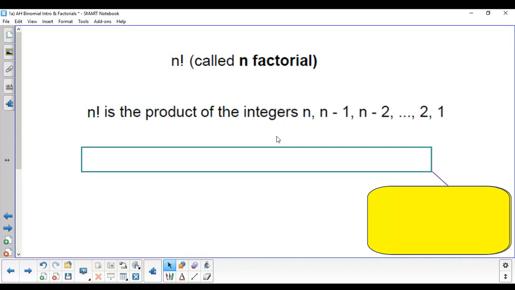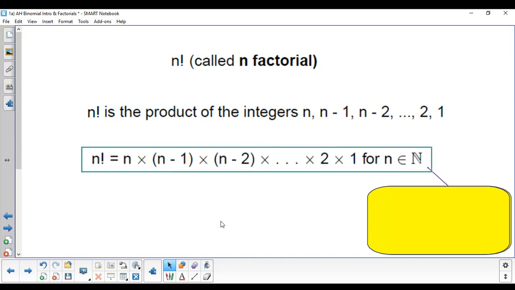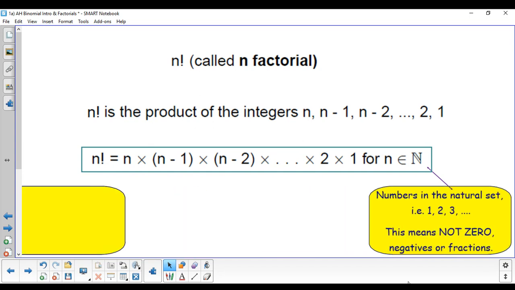And in fact, when I say product of integers, it's actually of natural numbers. So n factorial starts with n, then it goes down n minus 1, n minus 2. So you always start with a number and reduce down to 1. Just to remind you what a natural number is. A natural number is like 1, 2, 3, 4. It does not include 0, it does not include fractions, and it does not include negatives. So you might say it's the product of integers, but it's actually the product of positive integers in that case.